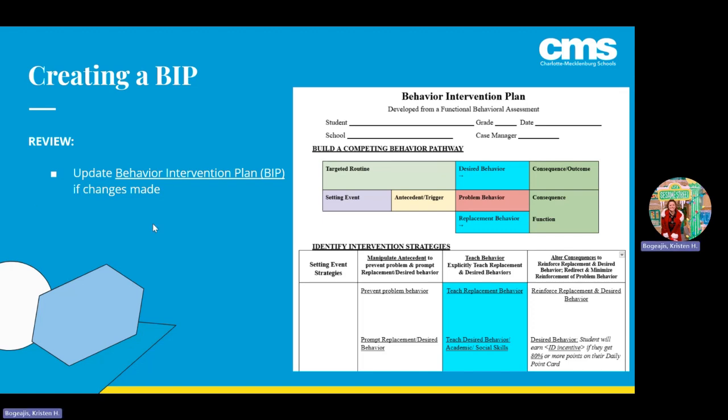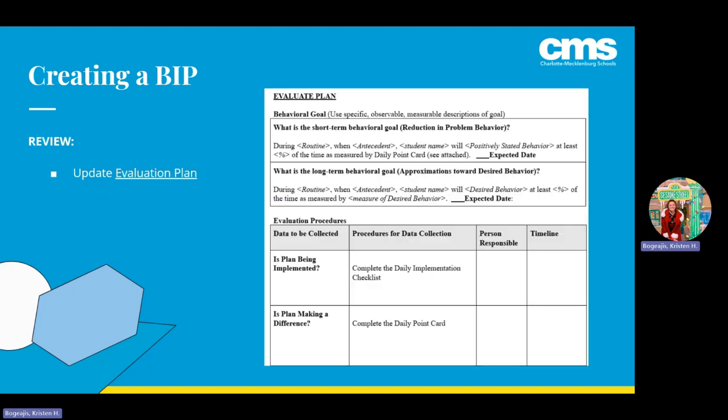So when you're revisiting that BIP, it might change, it might not change, it might change a whole lot, it might change a whole little. You have to make sure that it is a data-based decision. Every time you are reviewing the BIP, you're going to do another evaluation plan. So you're going to fill it out, you're going to rate it, you're going to possibly change some things about that short-term goal, maybe change some things about the long-term goal.